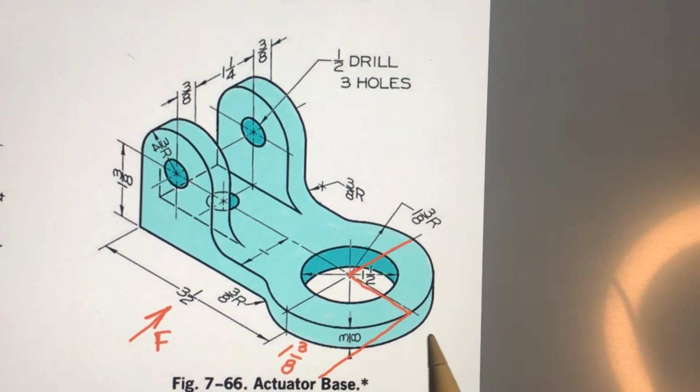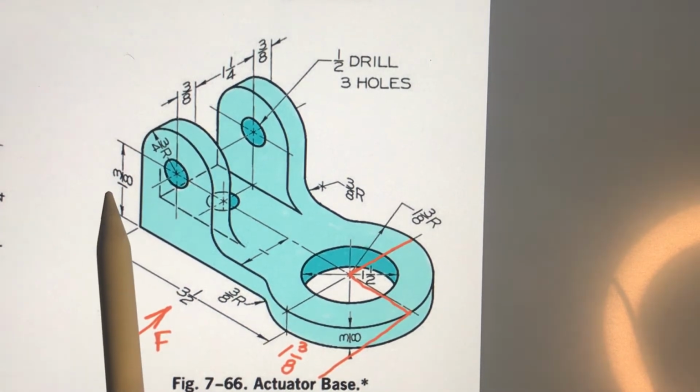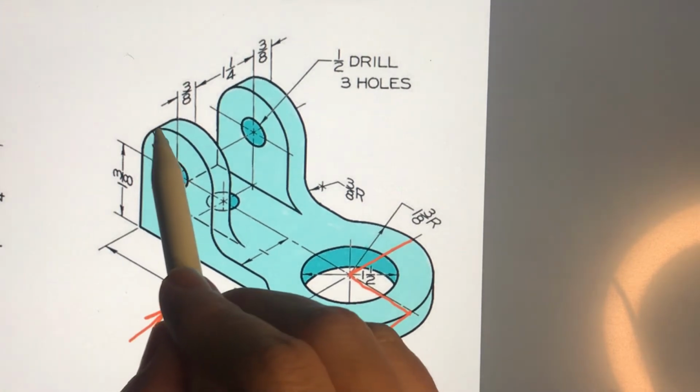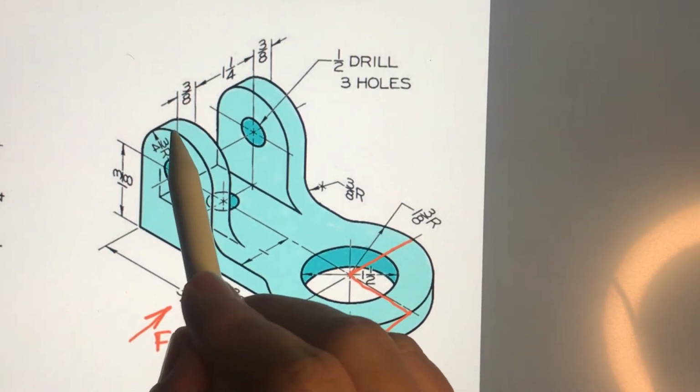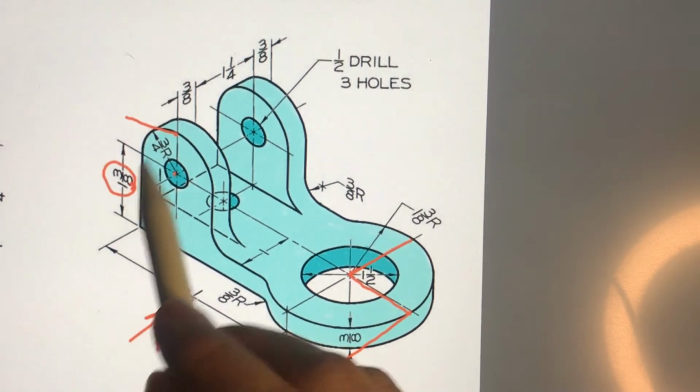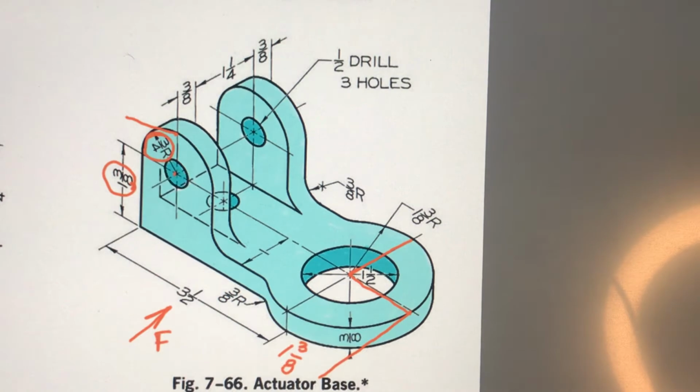To find the height, it's not 1 3/8, that only goes to the center line. I have this 3/4 radius that's going to the top of the part. So I have to add 1 3/8 plus this 3/4 radius. That's going to give me my height.